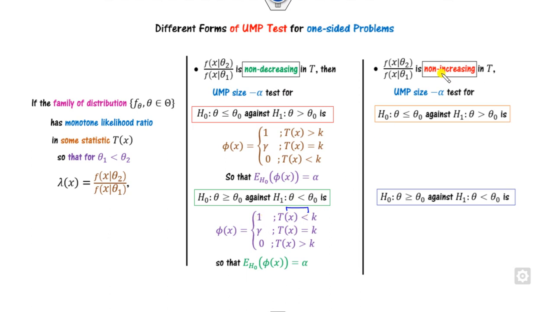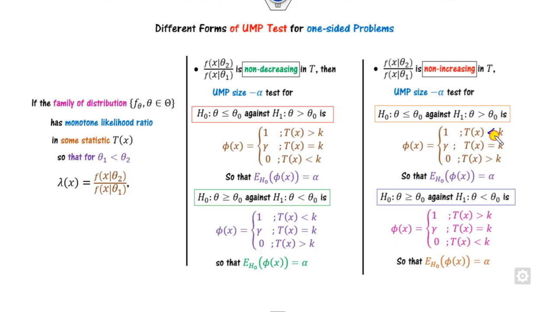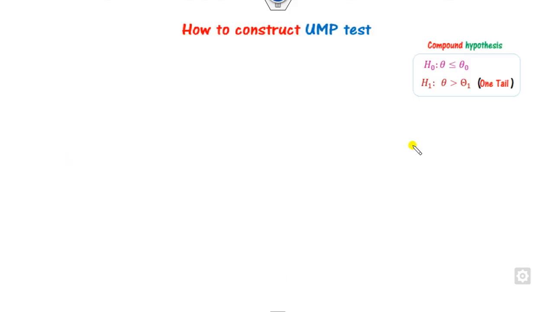Here it is non-increasing, that means it's a decreasing function. So we have to reverse the sign of H1. If H1 is greater than, we have to write less than. If it is less than, then we have to write greater than. So make sure that based on the nature of this monotone likelihood ratio, we define the UMP test.